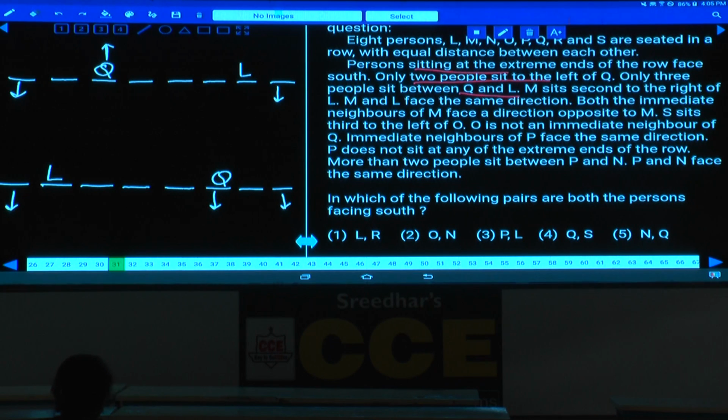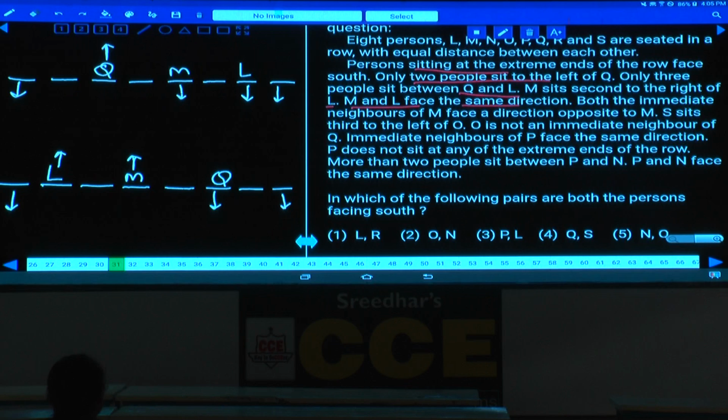M sits second to the right of L. As M is seated second to the right of L, in the first case M must be here. As M is here, then L must be facing towards south. And then only M sits second to the right of L. And similarly, M sits second to the right of L, M is here, then L is facing towards north. M and L face the same direction. As M and L are facing the same direction, case 1, L is facing south, M must also be facing south. And in case 2, L is facing north, M must also be facing towards north.